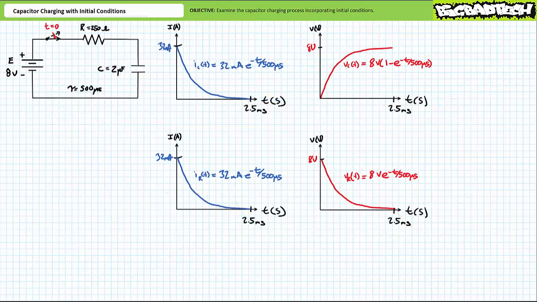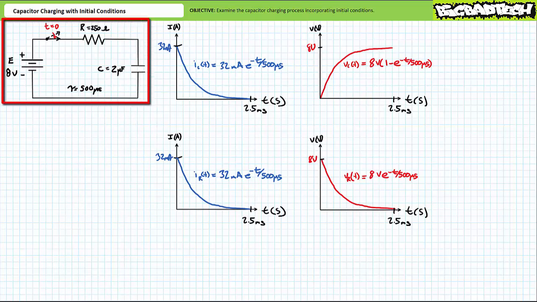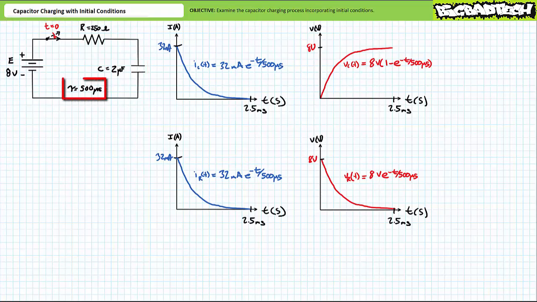Moving on, consider this challenge scenario building upon the charging circuit we examined in example 3 during the capacitor charging lecture. You'll recall, example 3 was a series circuit consisting of an 8-volt source, a switch that closes at time t equals 0, a 250 ohm resistor, and a 2 microfarad capacitor. During the charging process, we learned of a relatively short time constant of 500 microseconds or 0.5 milliseconds.